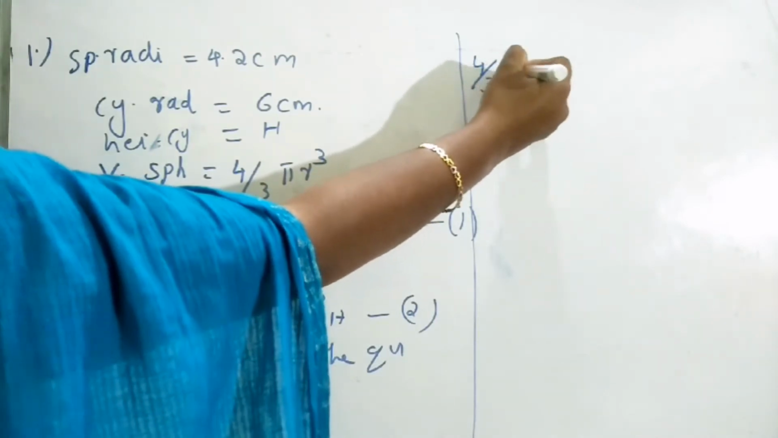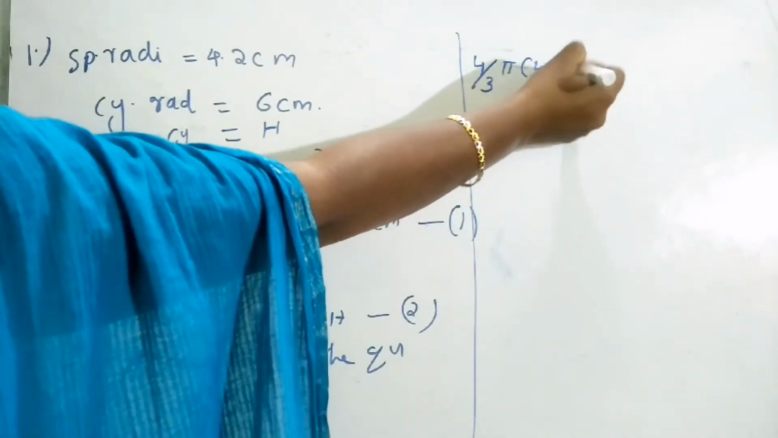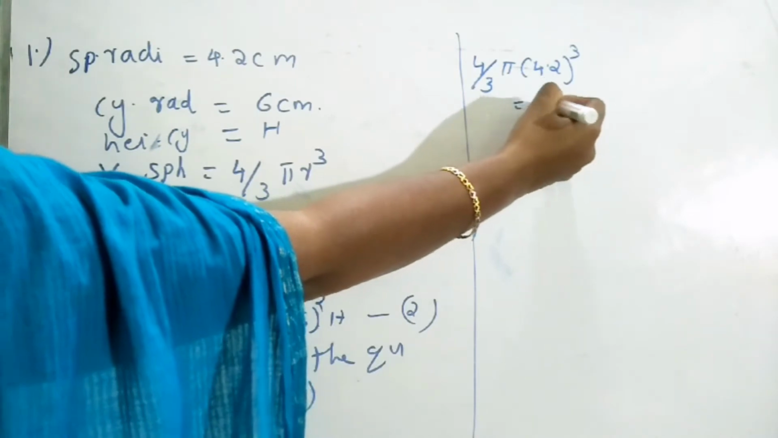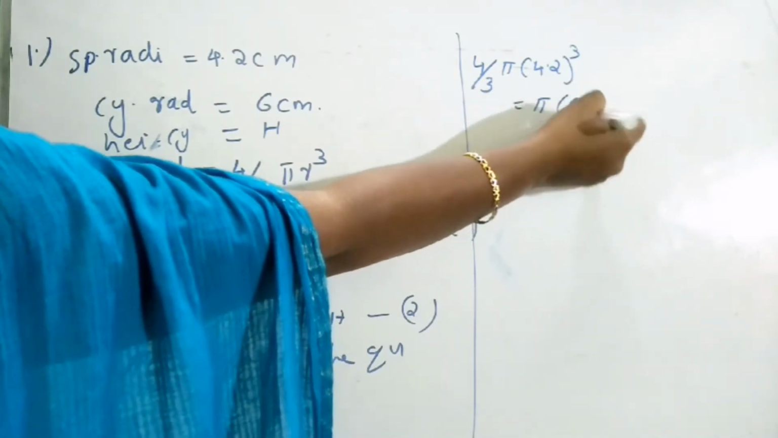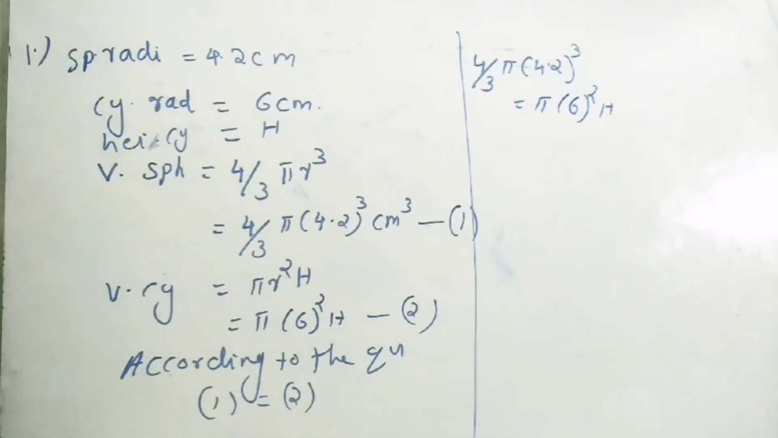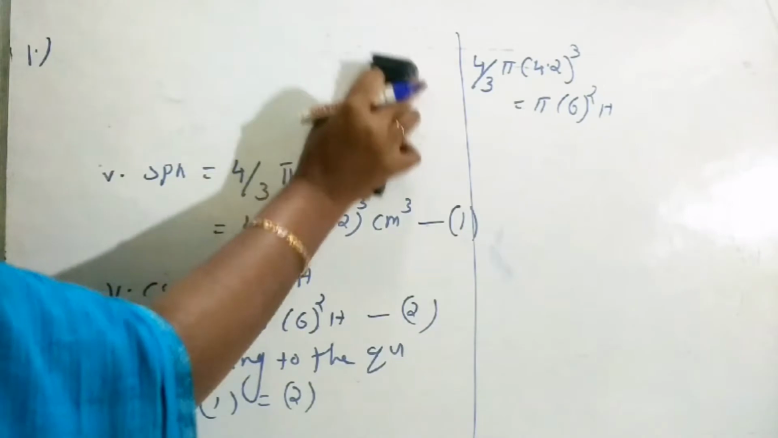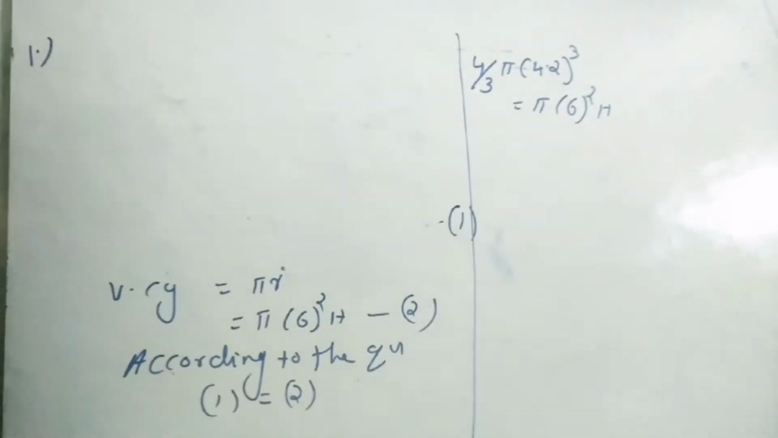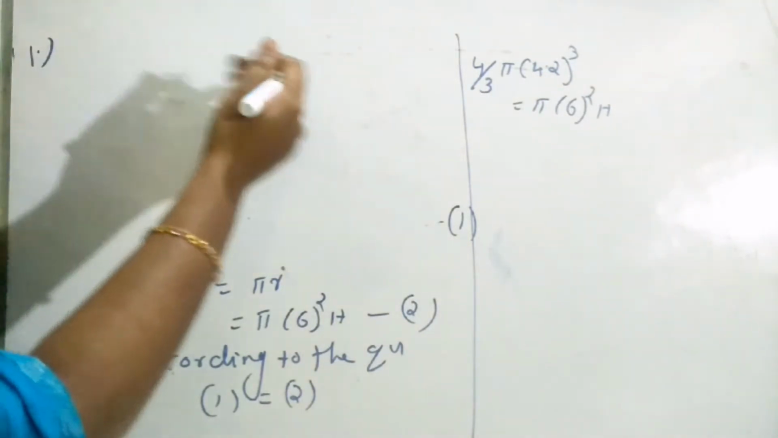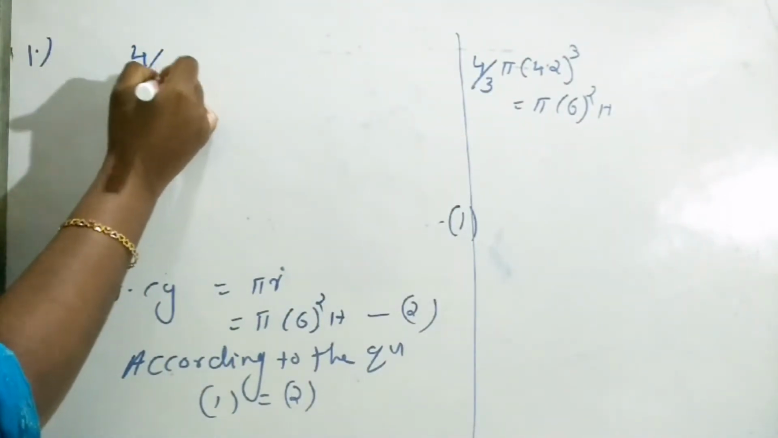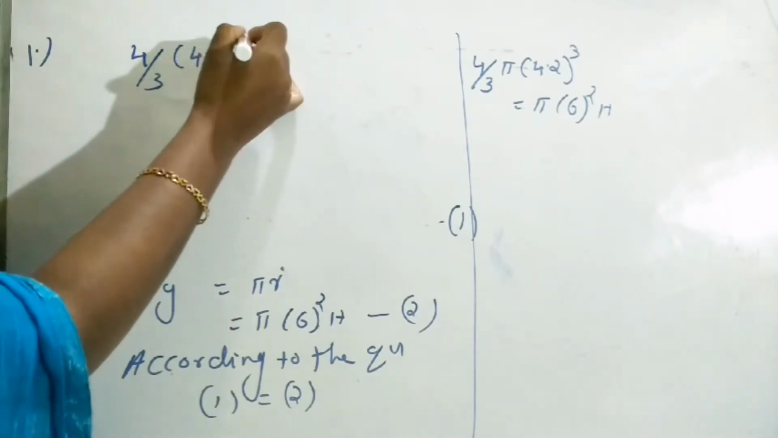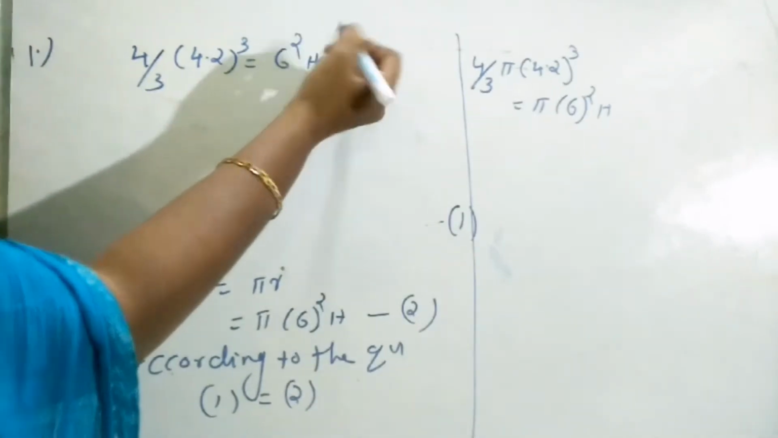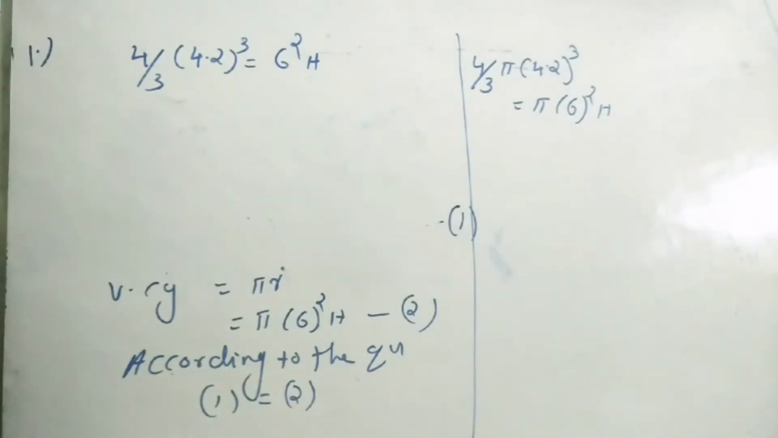4 by 3 pi (4.2) cube is equal to pi 6 square h. On both sides we have pi, so we can cancel that pi. Then we will get 4 by 3 (4.2) cube is equal to 6 square h.